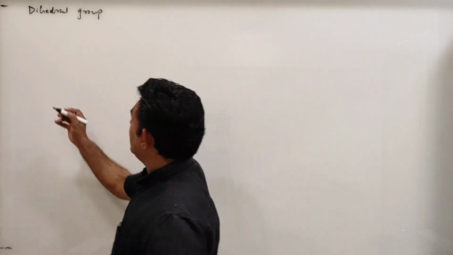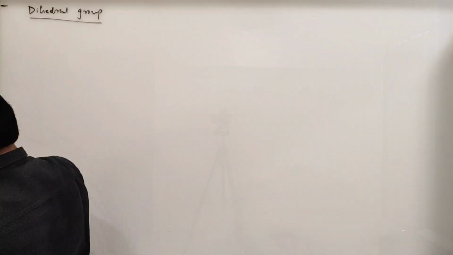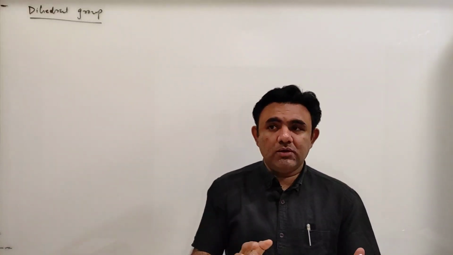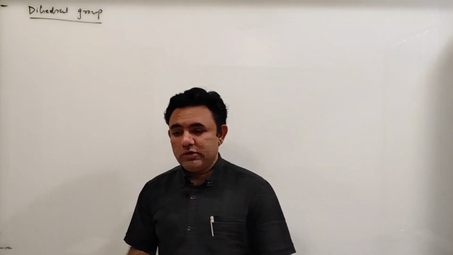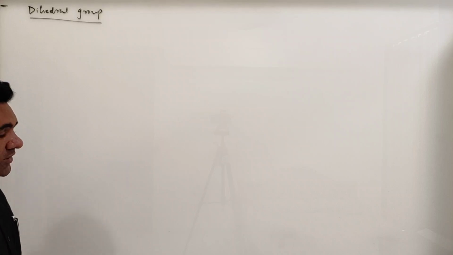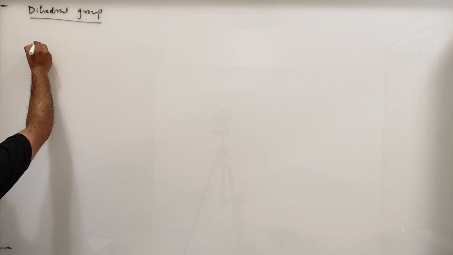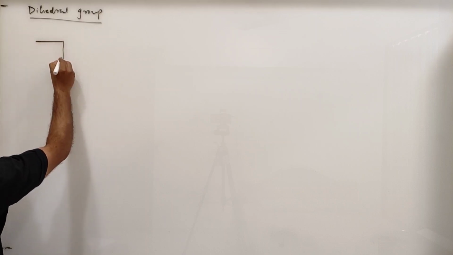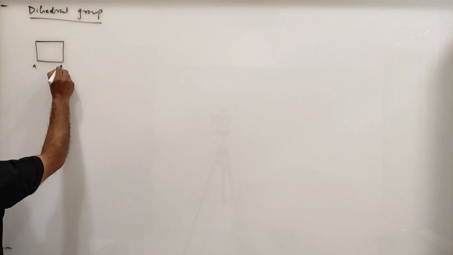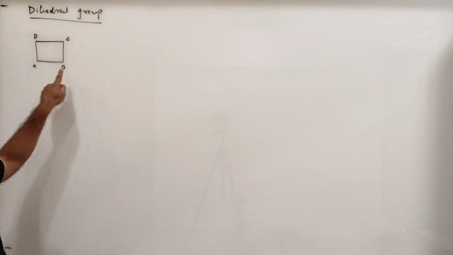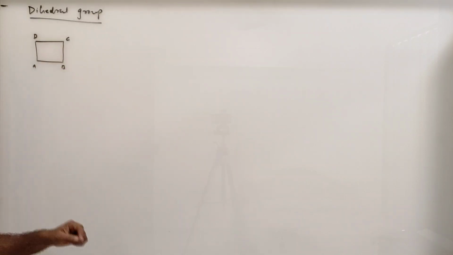Okay, so the dihedral group. This is the group of symmetries of an n-gon, a regular n-gon. So let me start with a square. You consider one square, say this is my square, and let me give the names: this is A, B, C, and D. This is a square, so all four sides are equal and all the angles are 90 degrees.